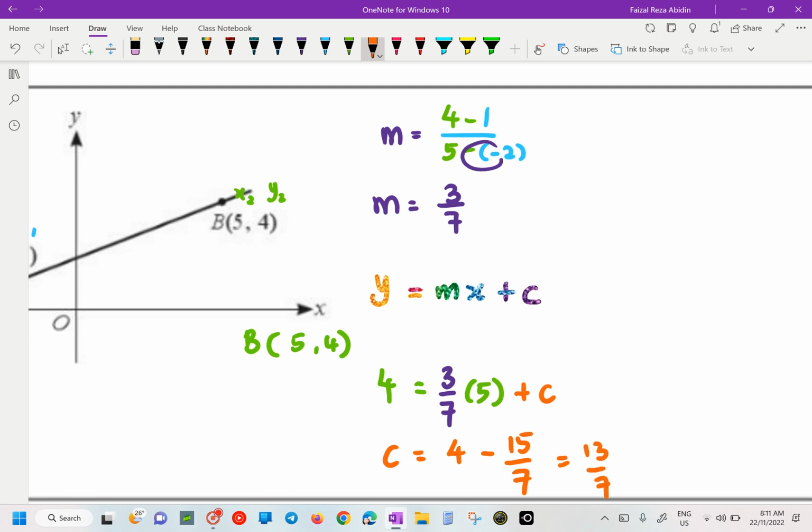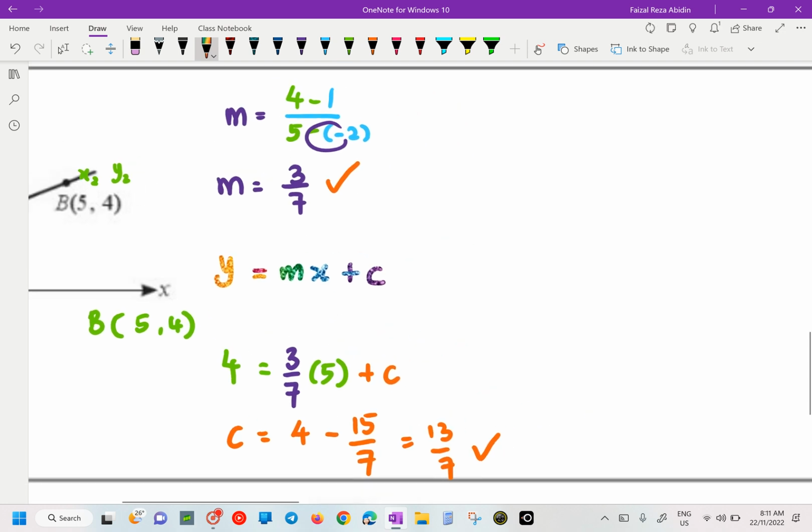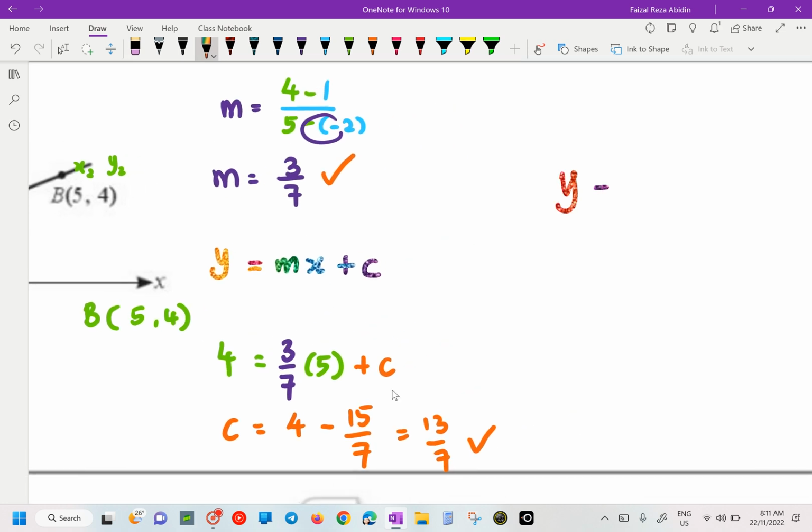Then we are going to find what? The equation of straight line, isn't it? So we have our gradient already done. We have our y-intercept C already. So now, without substituting the values of x and y, you are going to have your equation of straight line as y equals gradient here, 3 over 7 x plus 13 over 7. This one should be your equation of straight line, your answer. Yes. Can?